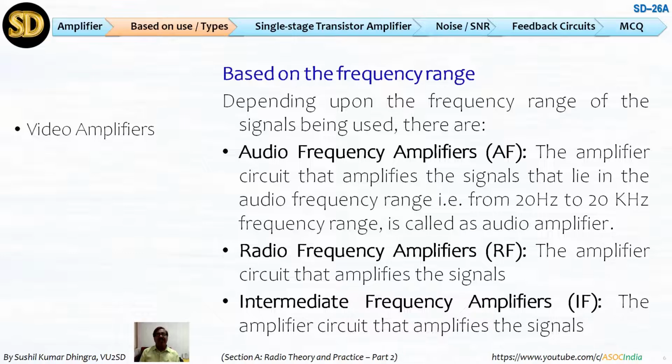In the same way, if I am using an amplifier for video purposes, it is a video amplifier. If I am just isolating the circuit from one stage to the next, it is called a buffer amplifier or isolator amplifier.